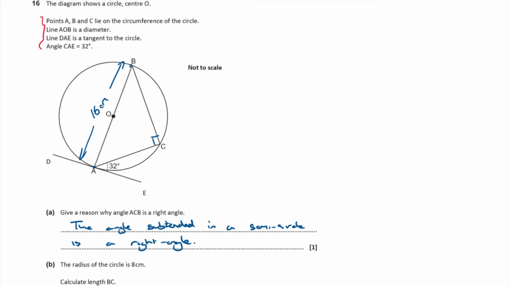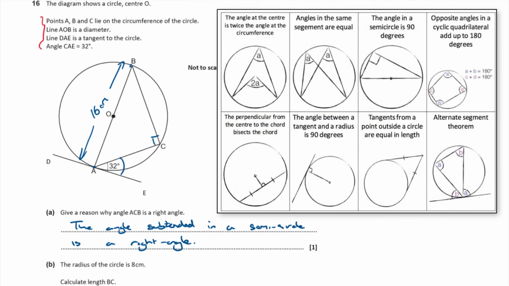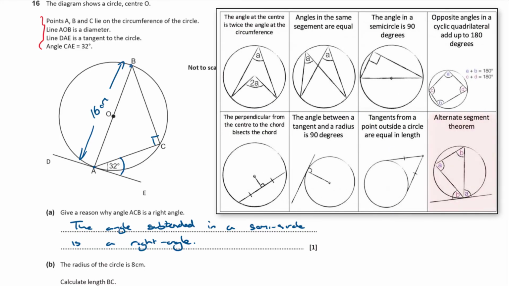Okay, I've also got this angle here, which is 32 degrees. And I'm going to use another circle theorem, called the alternate segment theorem, which says the angle between a chord and a tangent drawn at the point of contact is equal to the angle in the alternate segment, which means that that one there basically is 32 degrees.